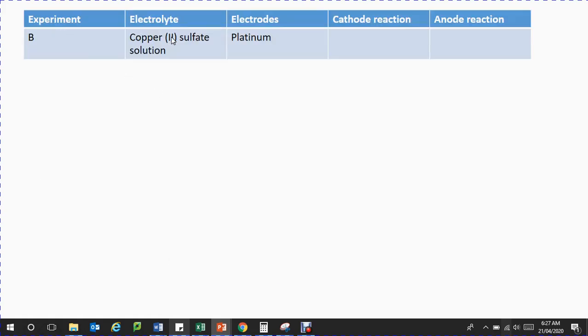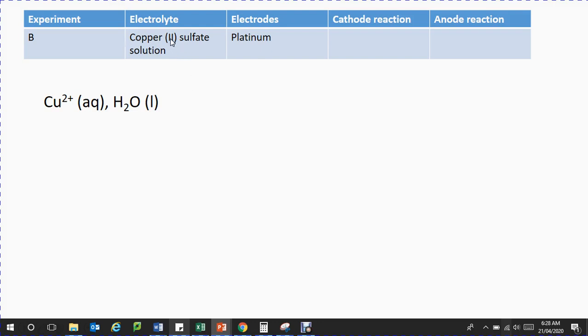We've got a copper 2 sulfate solution with a platinum electrode. It's really important that you look at what the electrode is. This is a platinum electrode, which means it's inert. It's not going to take part in the reaction. So the first step, when I come across a question like this, is to write down what species are present. I don't need to write down the platinum electrode because it's not going to take part in the reaction.